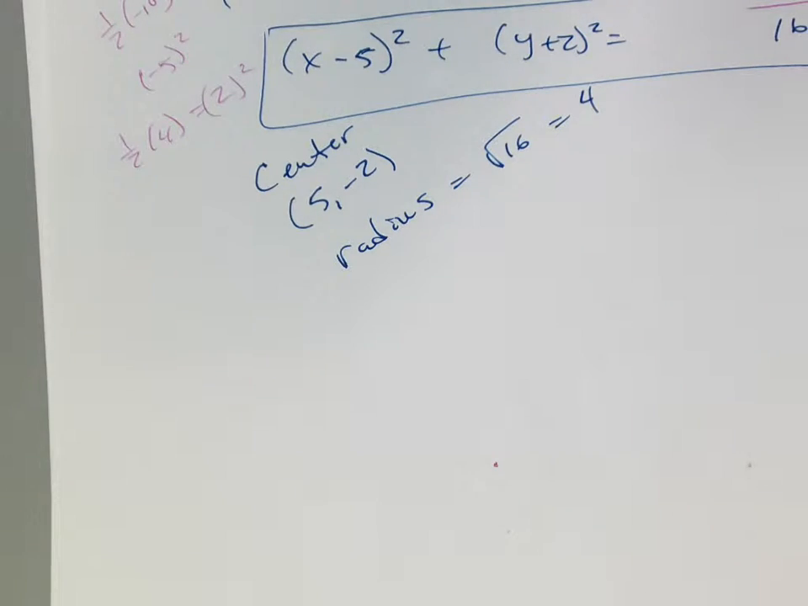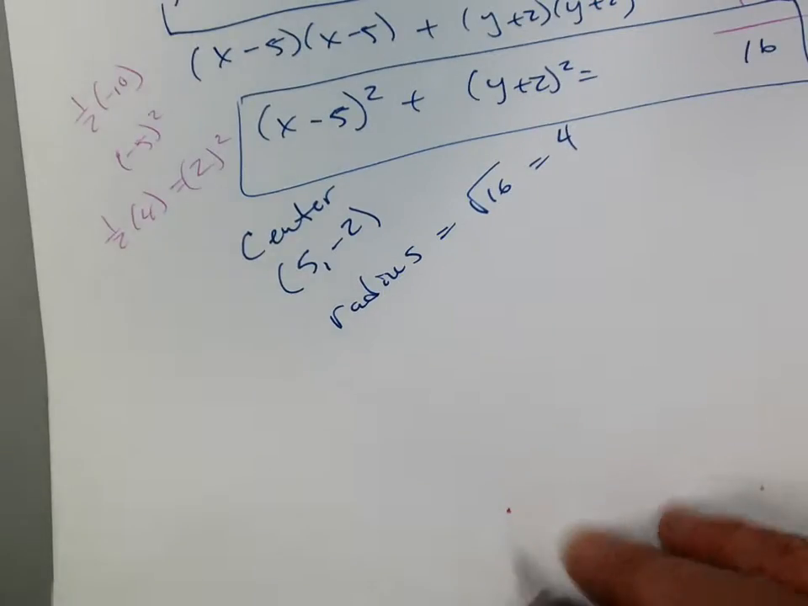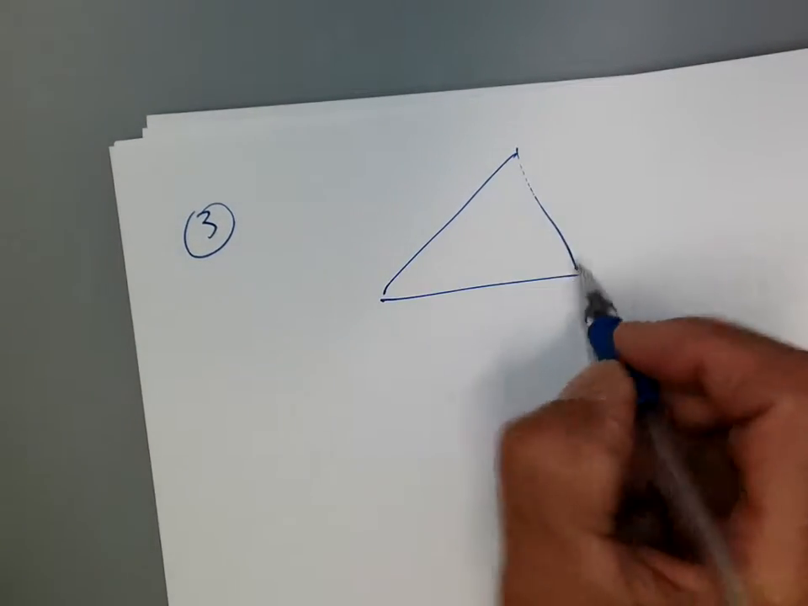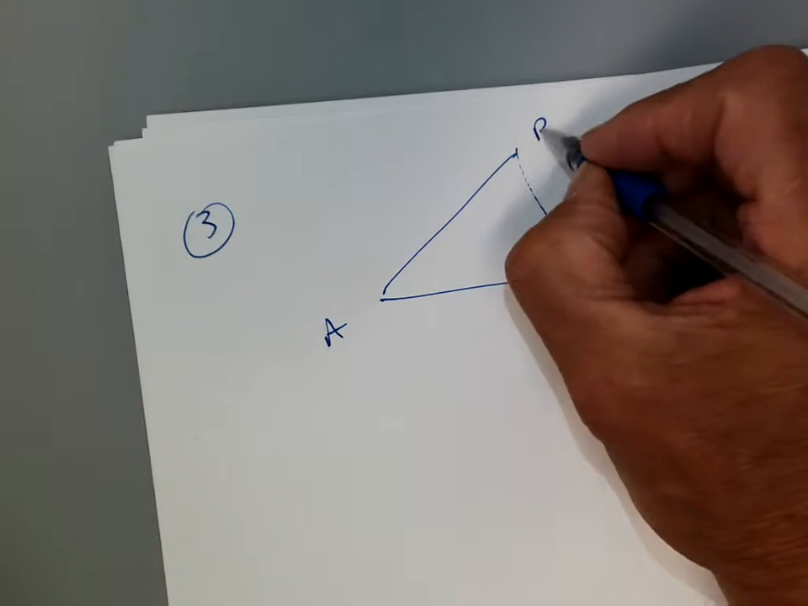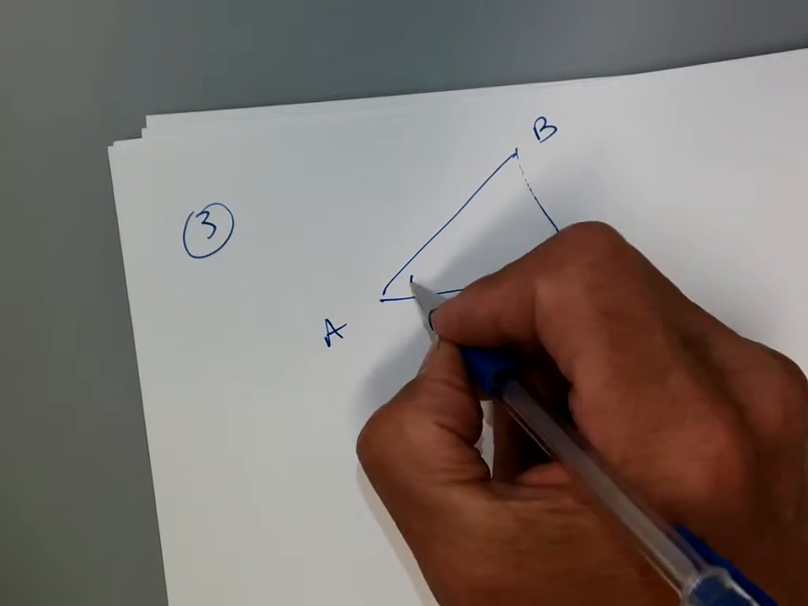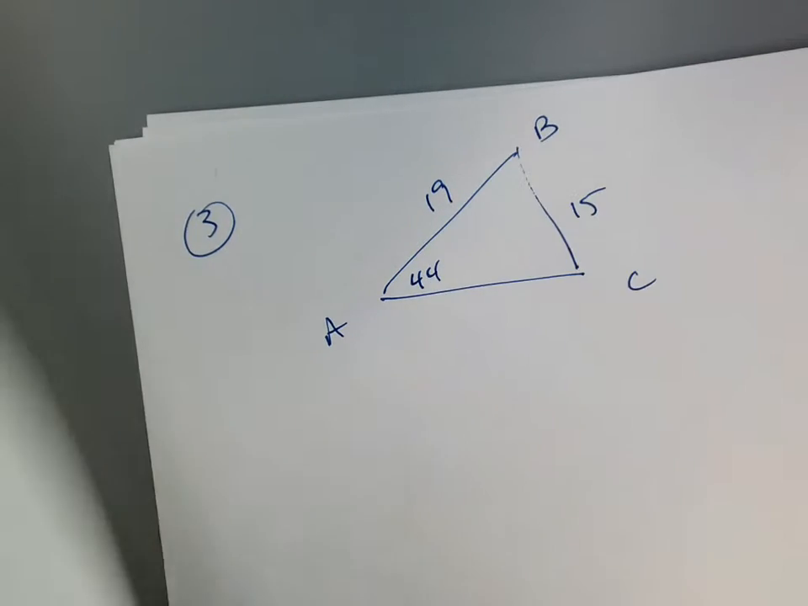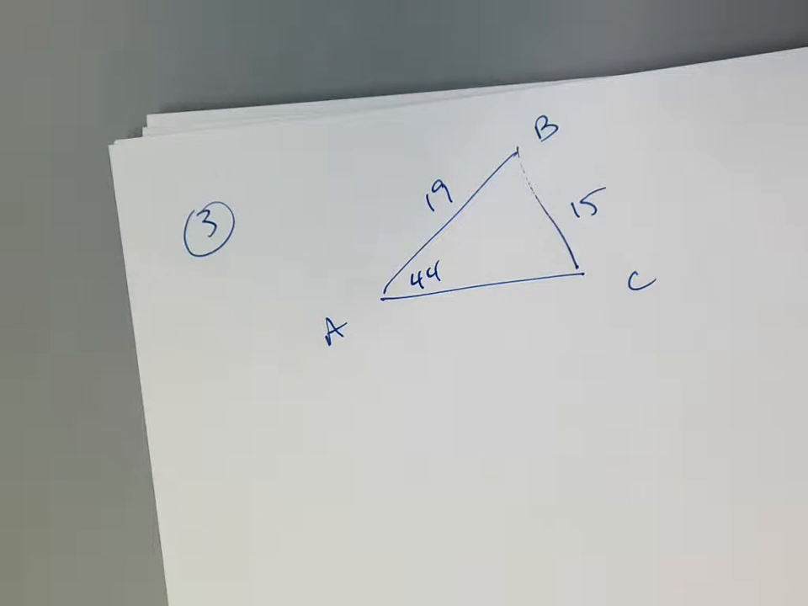All right. Let me draw this out. Okay, number 3. A, B, C. I've got 44, I've got 15, I've got 19. All right, you've got your notes in front of you. Remember our really good notes? Remember these awesome notes? You guys have your notes in front of you?